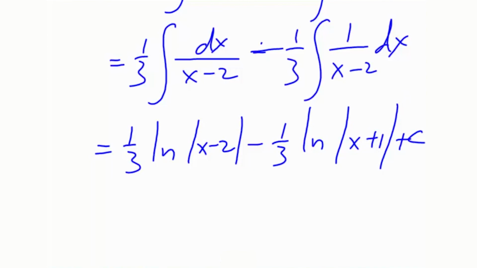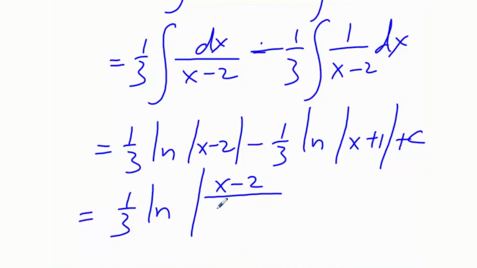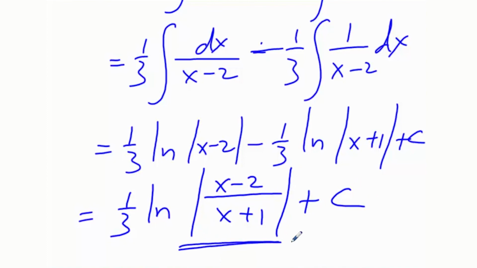If I apply the laws of natural log, I have that 1 over 3 is going to give me ln of the absolute value of (x minus 2 over x plus 1), then plus C. So this gives me what I'm looking for. Thank you.